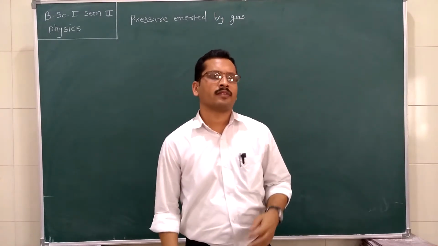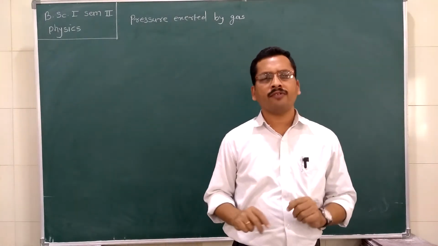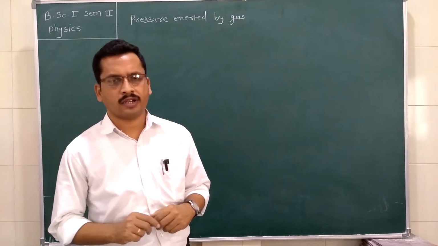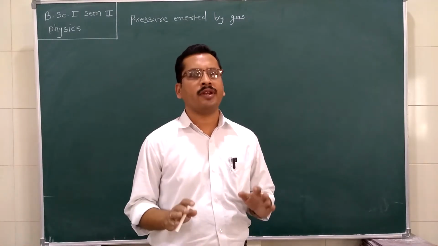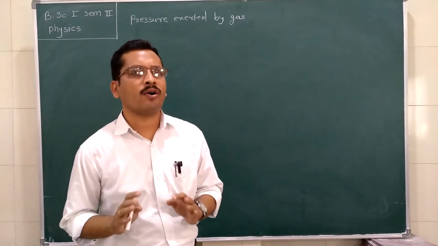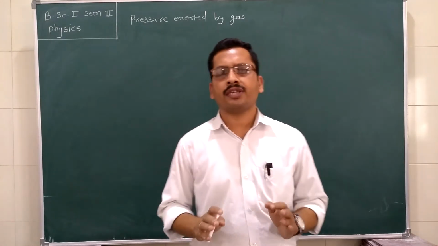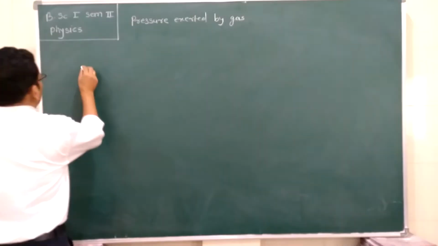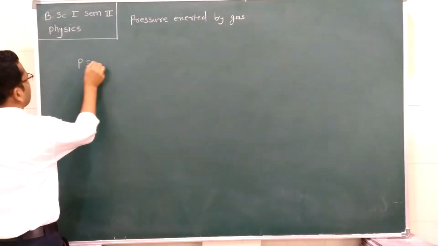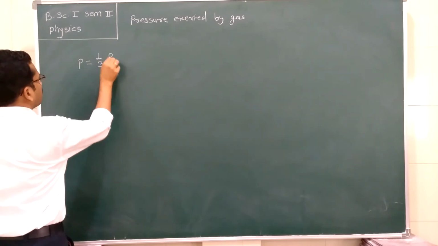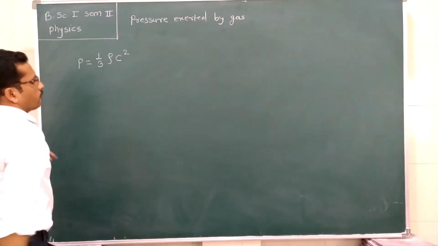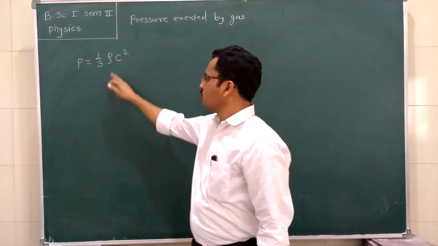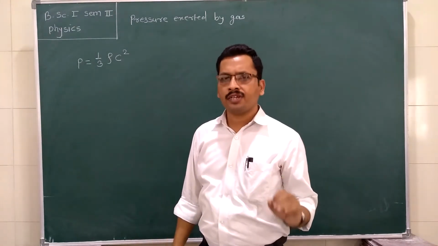Good morning, students. In the last lecture, we derived the relation for the pressure exerted by gas on the wall of the container. Today, we discuss some applications of this equation, the pressure exerted by the gas. What is the equation? The equation is P = 1/3 ρ C², where ρ is the density of the gas.